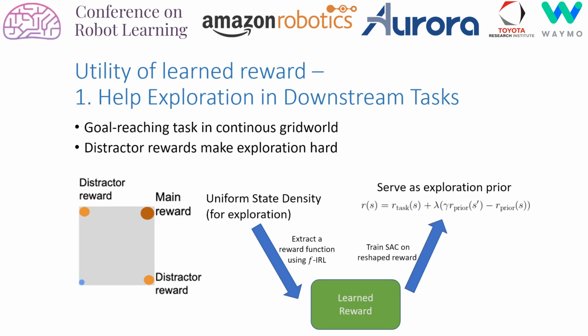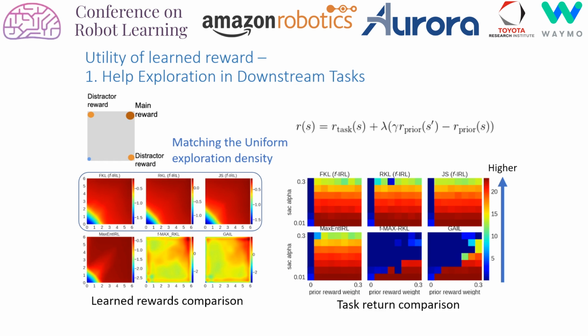The left figure shows the learned reward by matching the uniform state density from different imitation learning methods. It's clear that f-IRL learns a better reward function than the 2 baselines. The farthest point should have a higher reward to match density. Then the right figure shows the final performance of the SAC agent with shaped reward function. We can see that f-IRL together with MaxEnt IRL can solve the hard-to-explore tasks with most hyperparameter combinations, while FAIRL and GAIL often fail.